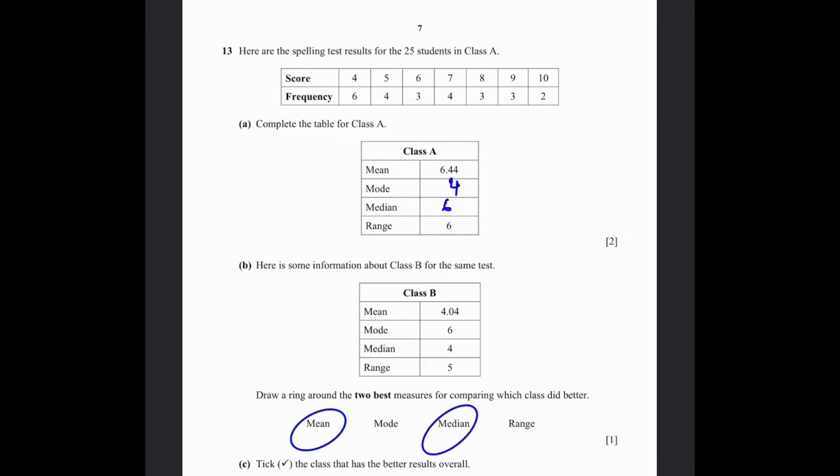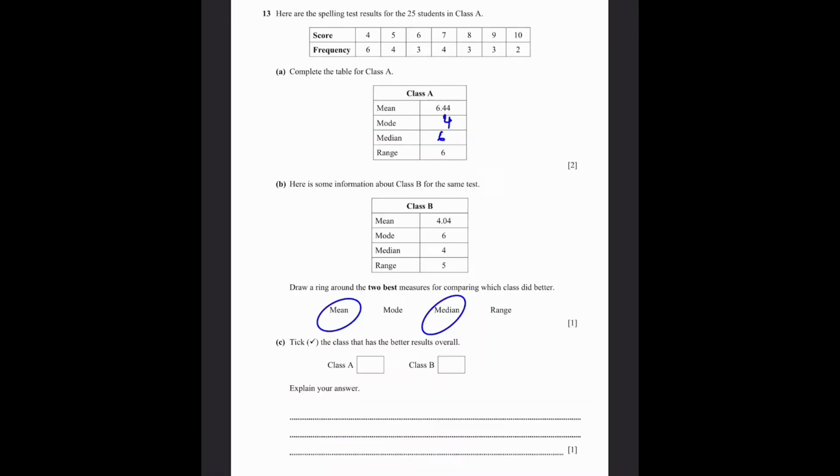That's the answer. C. Tick the class that has better results overall. Class A or B? Explain your answer. Actually, Class A has better results. The explanation is using the previous question. Mean and median are better for Class A. You can write better or higher for Class A.